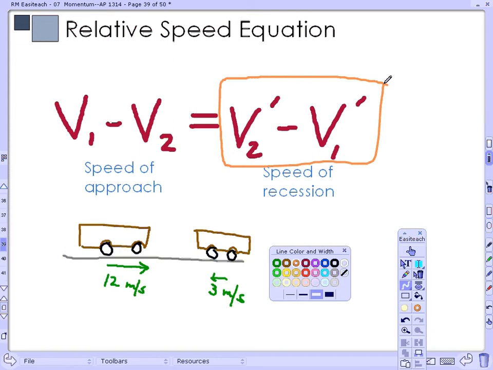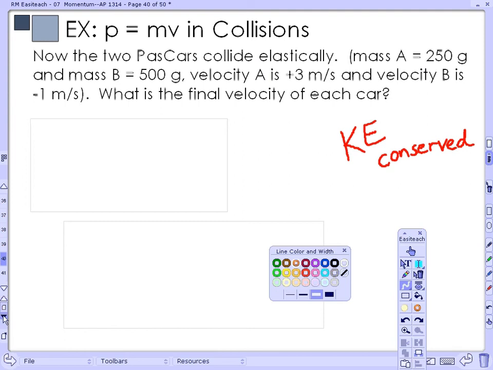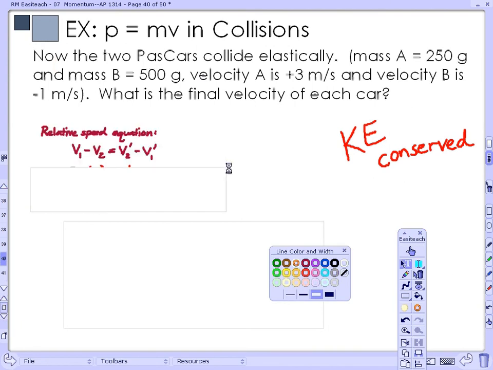So let's look at how that manifests algebraically. The two cars are approaching each other. I'm going to first set up the relative speed equation. V1 minus V2 equals V2 prime minus V1 prime. And let me make this, I'll do this whole thing and I'll make it a little bigger.